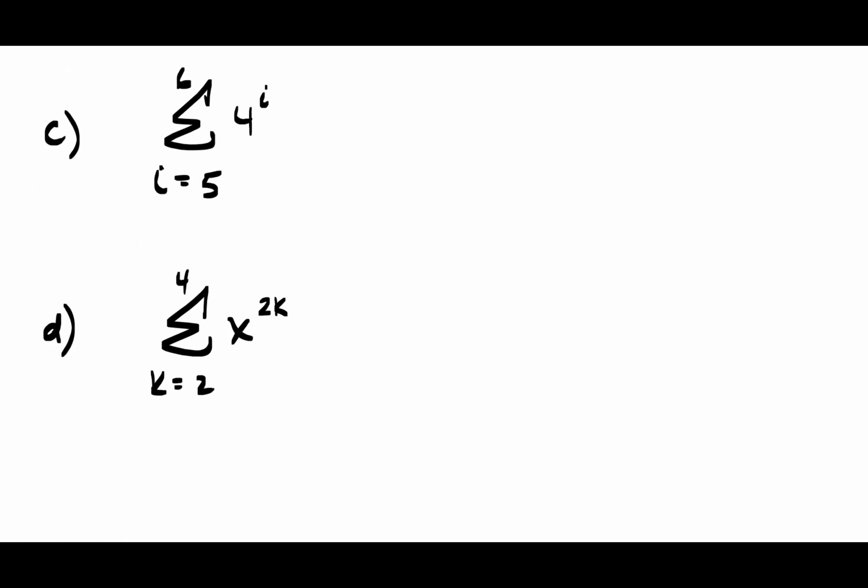Here's the thing: if you need the numerical value for it, then we'll do that. If you don't, then we write it as an expression. In this case, for C, we probably should just get the numerical value. For D, there's no way to do that because now we've got some variables in there. So with this one, 4 to the 5th plus 4 to the 6th, let's do that.